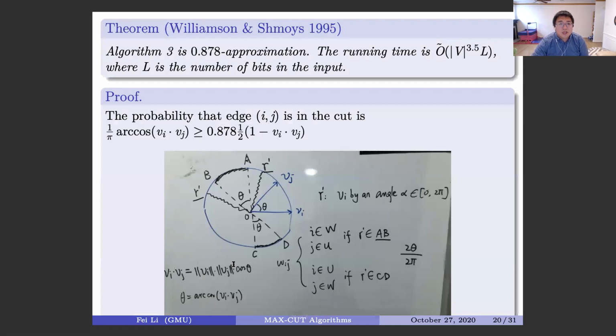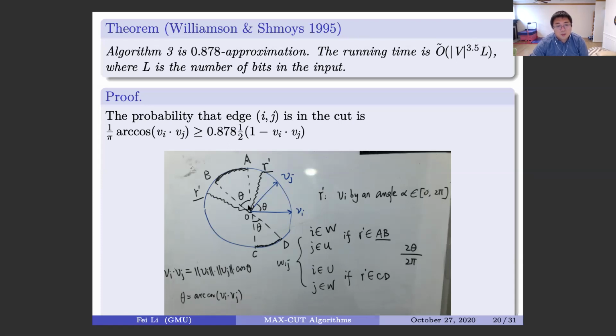The algorithm itself is a 0.878 approximation. The running time relies on the step where you calculate the vector program. People are using the interior point method to calculate the solution for those vector programs, and this is the total running time for that solution. So here is the pictorial illustration of the analysis. If they belong to the same set, they are put into U. If they belong to different sets, they are put into W.